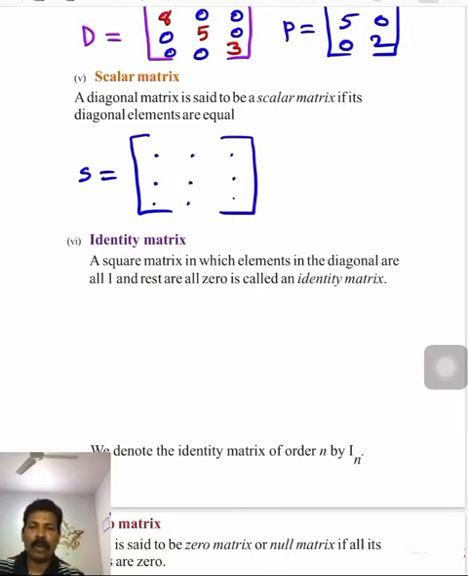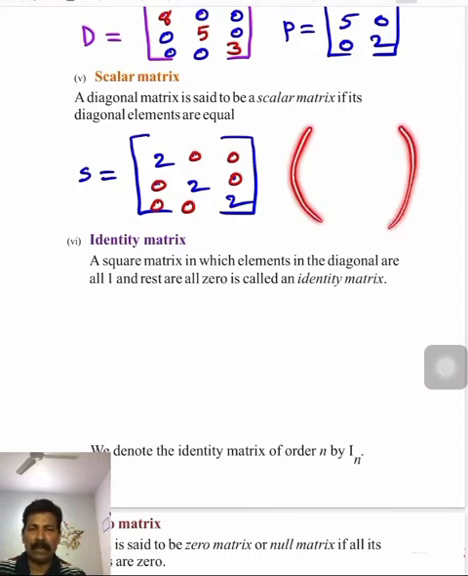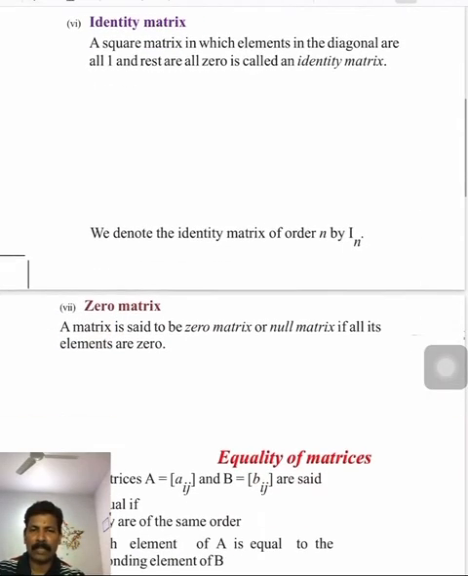Consider a square matrix and diagonal elements, they should be all equal, k, k, k. It can be a number, we can give say 2, 2, 2. And all other elements have to be zeros because it is a diagonal matrix. So a diagonal matrix is said to be a scalar matrix if its diagonal elements are equal. Another example, you can see 3, 3, 3 diagonal elements and other elements should be 0. So diagonal elements should be equal in a scalar matrix.